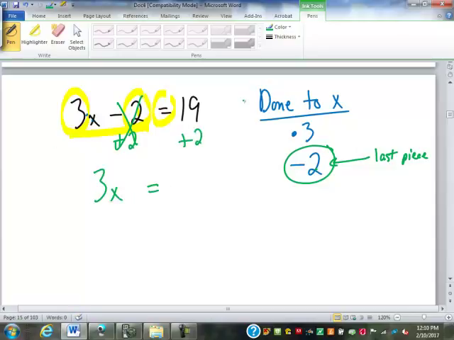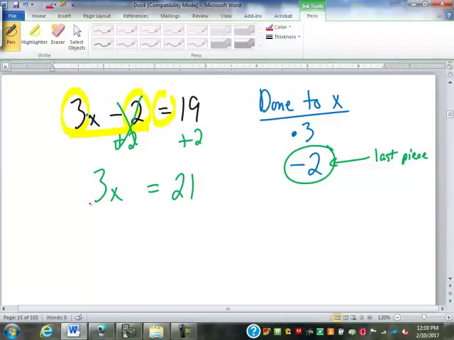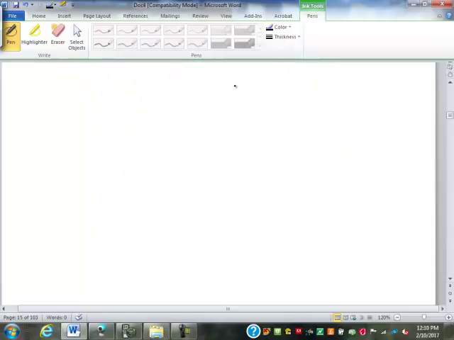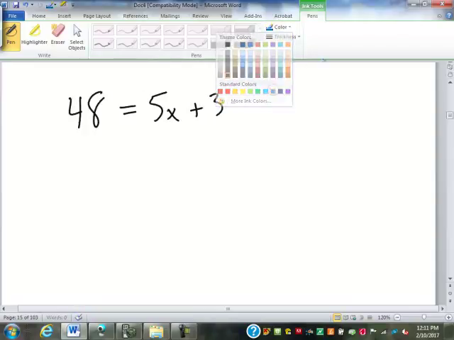Again, we have to do the exact same thing to the other side, so we add 2 to the 19 to make 21. And now what do we have to do? Divide by 3. Great. So x equals 7. So that form of equation like that is going to come up a lot.